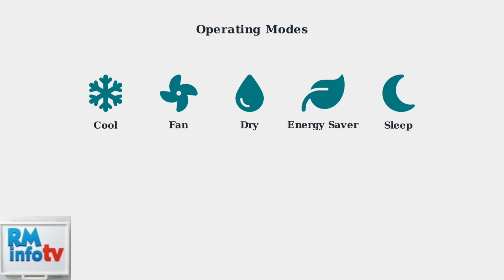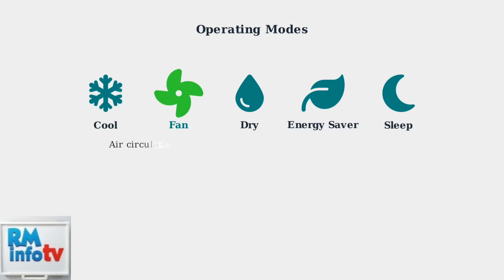LG portable air conditioners offer 5 essential operating modes, each designed for specific cooling and comfort needs. Understanding these modes helps you optimize both comfort and energy efficiency. Cool mode activates the compressor to actively lower room temperature. This is your primary cooling mode for hot days, providing maximum cooling power to reach your desired temperature quickly.